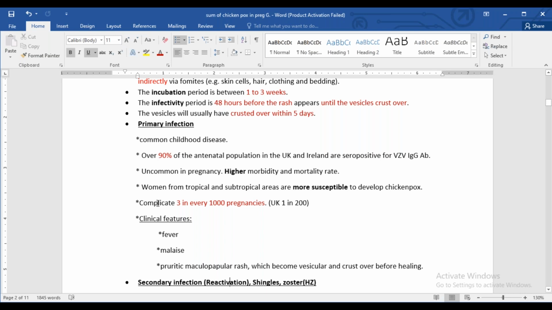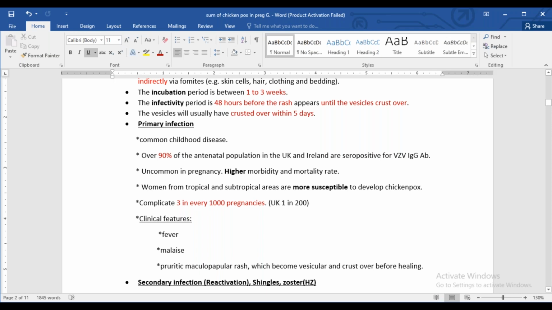As they said here in the RCPI guideline, this disease complicates 3 in every 1,000 pregnancies. In the GTG, you'll find it's 1 in 2,000, and this is pretty different, so you should keep this in mind. In the RCPI, they said that it's 3 in 1,000 pregnancies. In the UK, 1 in 2,000.